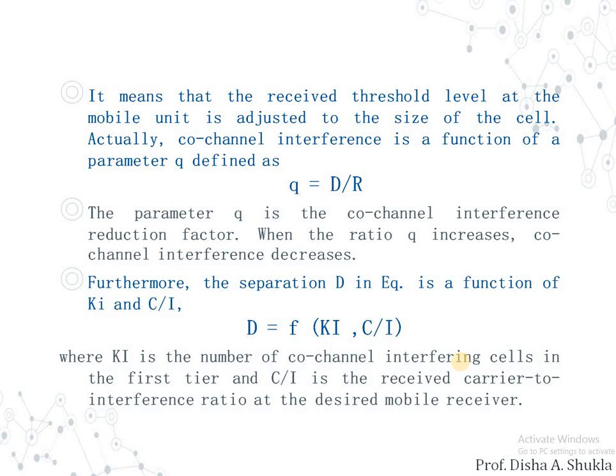First tier is the immediately connected cells to a particular cell. Say for example, we have a hexagon and we have 6 different sides of this hexagon, so there will be 6 cells in the first tier. So Ki is the number of co-channel interfering cells in that first tier. Now C upon I is the received carrier to interference ratio.